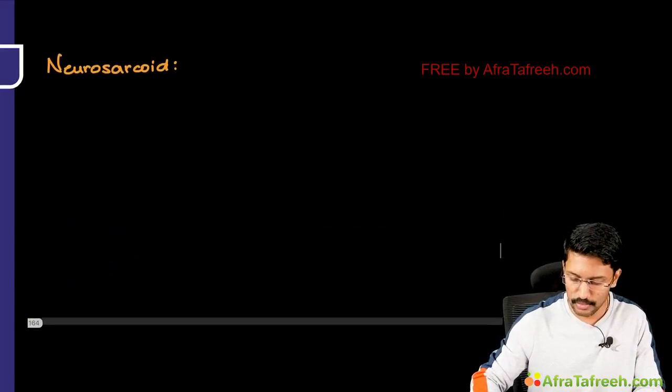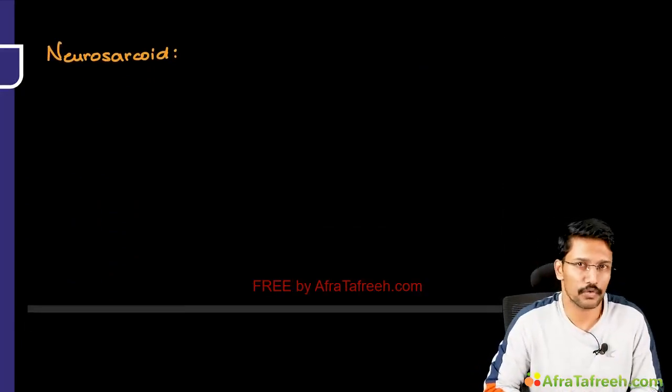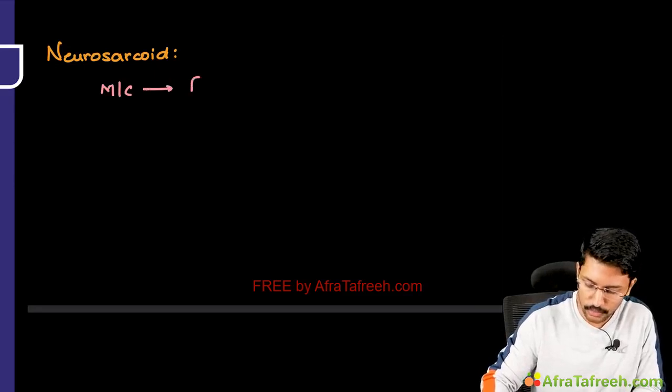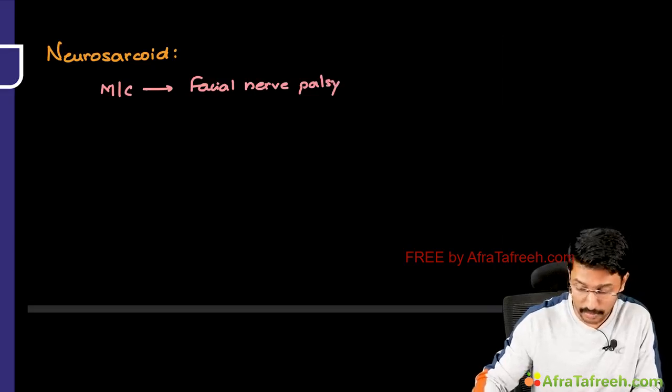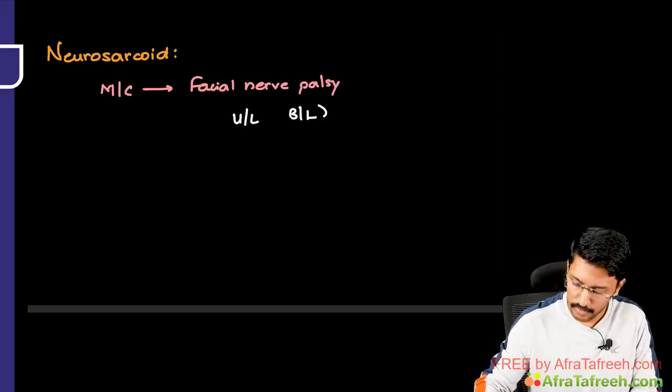Now let us talk about neurosarcoidosis. A question can be asked: what is the most common manifestation of neurosarcoidosis? If there's a question asking so, please remember the most common manifestation of neurosarcoidosis is facial nerve palsy. Facial nerve palsy can be unilateral or bilateral, but most often it is bilateral.